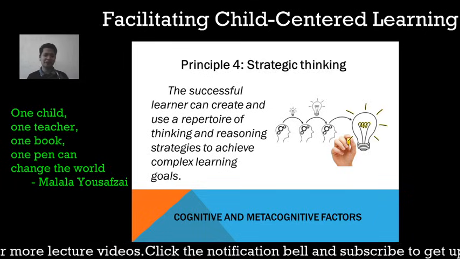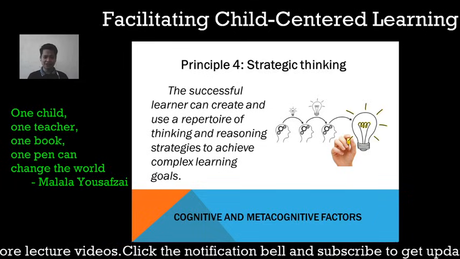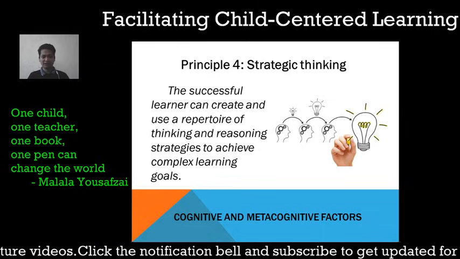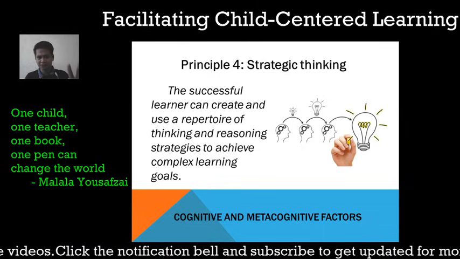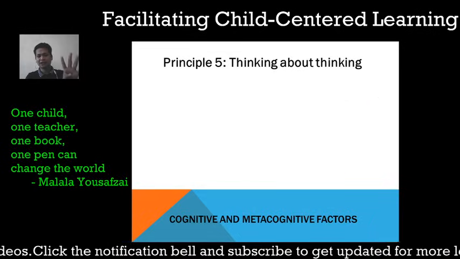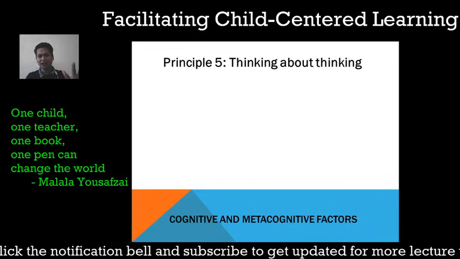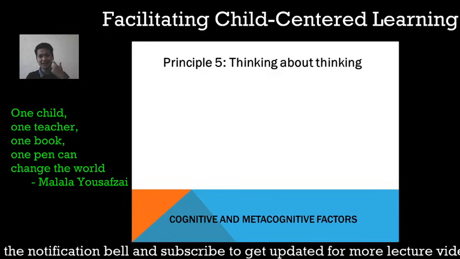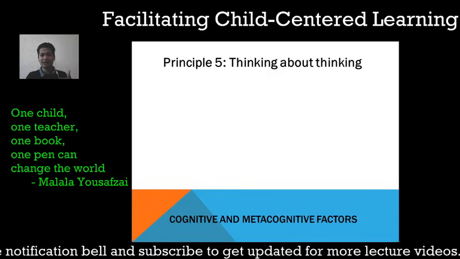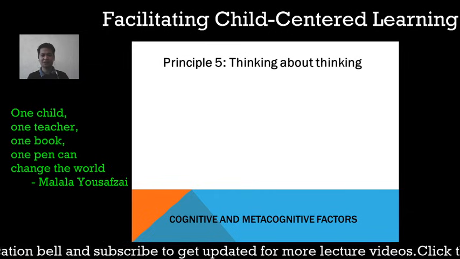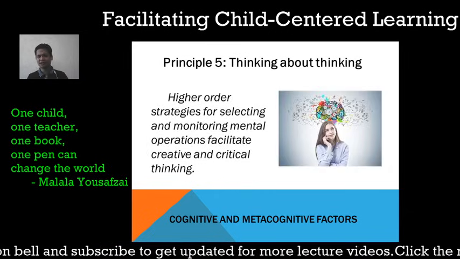So that's it. You have to think for strategy. So there must be strategic thinking in the learners. That's the fourth principle, strategic thinking. The fifth one is thinking about thinking. In other words, this is called metacognition. So what did it say here?